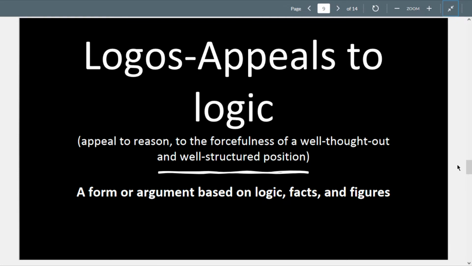So logos appeals to logic, appeal to reason, to the forcefulness of a well thought out and well structured position. There again, getting all those details from your mind onto that paper and have it written out is a well thought out and well structured position. I know for me, when I started writing, that was probably the hardest thing for me, was to focus on my audience and getting everything that was in my head down on paper.